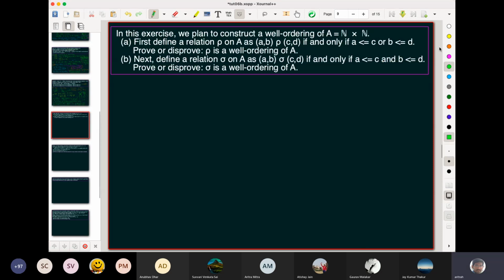So here, we plan to construct a well ordering of the pairs from natural numbers. Well ordering means, first we need to prove partial order, whether it holds. Then if it holds, we need to prove total order. So you know how to prove partial order, right? Reflexive, antisymmetric, transitive. How to prove total order? You need to take any 2 elements A and B, and you need to show either A has a relation with B or B has a relation with A. For any 2 elements. Then it's qualified for a total order.